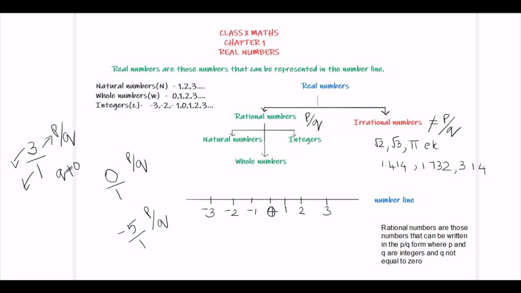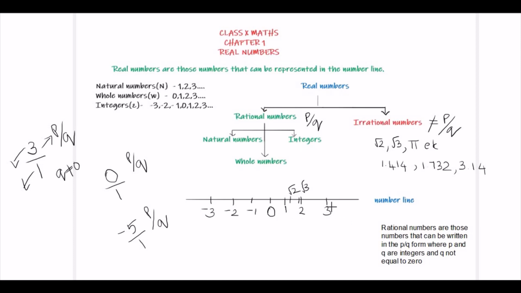So irrational numbers, you have taken the example root 2. Root 2 is 1.414. So 1.5 is somewhere in the middle of 1 and 2. So 1.414 will be somewhere here. So it is root 2. Root 2 can be represented in the number line. Similar way, root 3 is 1.732. So it can also be represented here as root 3.